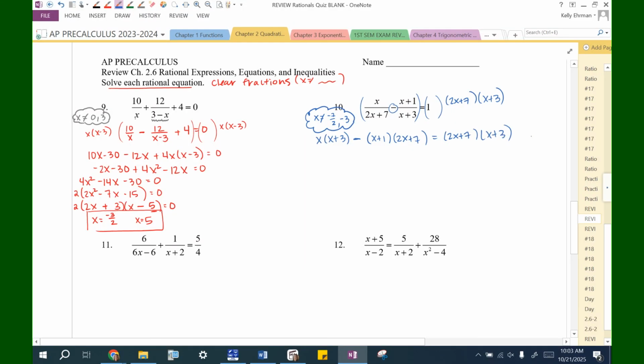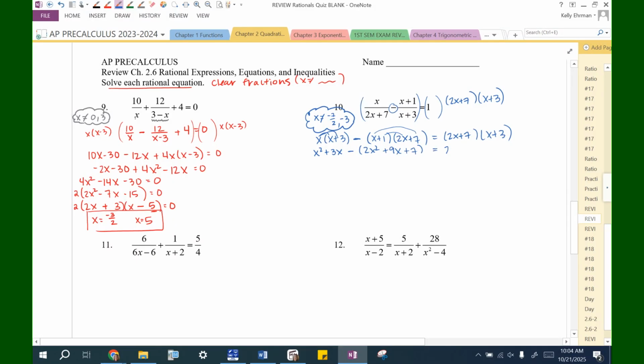Again, be careful on your computations here. We can do this math. We just have to be careful about it. X squared plus 3x. Save the negative to distribute through at the end. So this is 2x squared minus 7x plus 7x plus 2x, so plus 9x. 1 times 7 is plus 7.